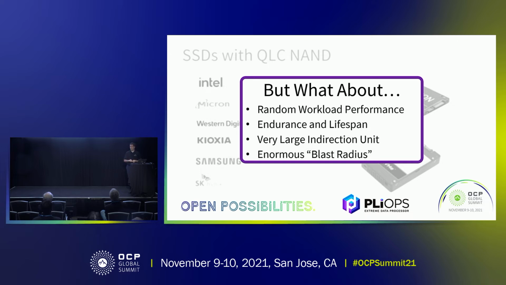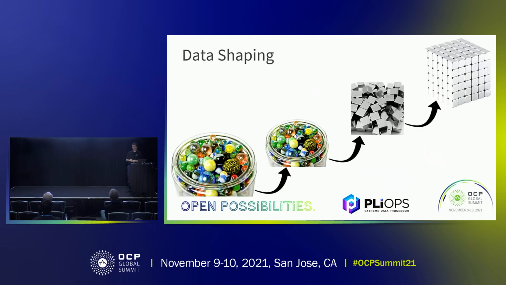That is a lot of data to go down, and it will take a long time to rebuild that data, especially if you have to rebuild it across the network. But I have a solution to each of these problems. We can address them with data shaping. Data shaping is the practice of taking very random data, which is hard for an SSD to manage, especially a QLC SSD, and optimizing it for that drive.